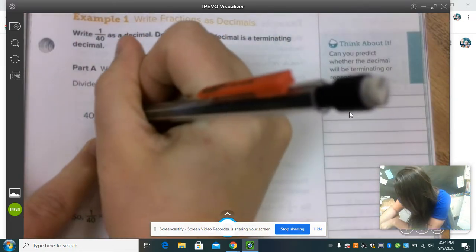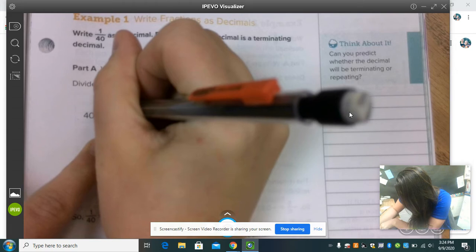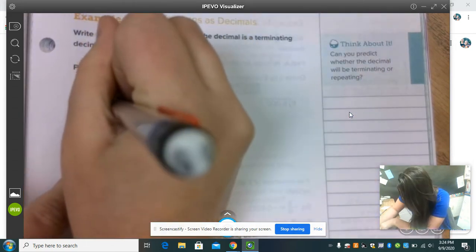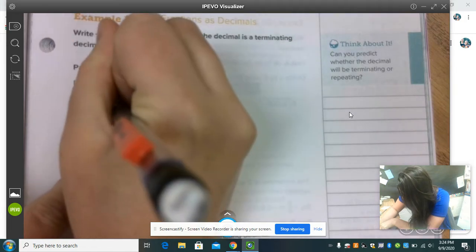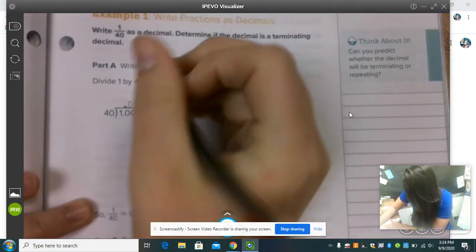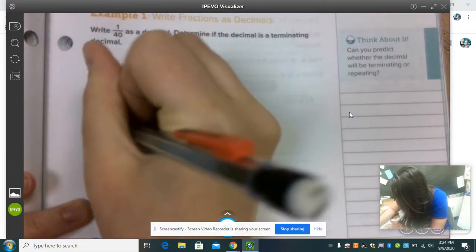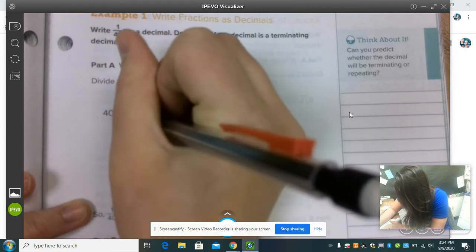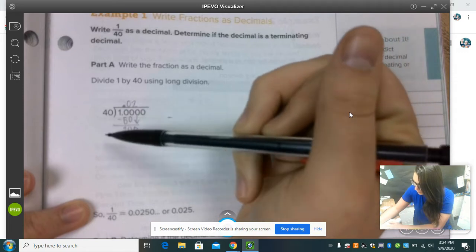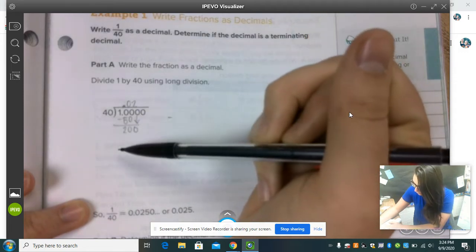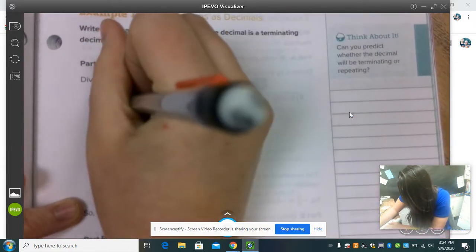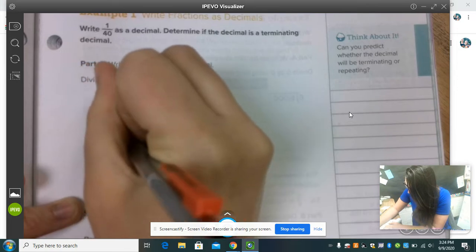So I'm going to go ahead and raise this little dot. 40 won't go into 10, but it will go into 100 2 times. And notice I added that 0 there. 2 times 40 is going to be 80. I'm going to subtract and get 20, bring down my 0. So if 40 will go into 100 2 times, I know it will go into 200 4 times, maybe even 5 times, because 5 times 4 is 20.